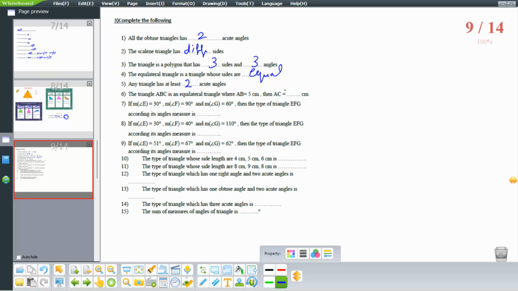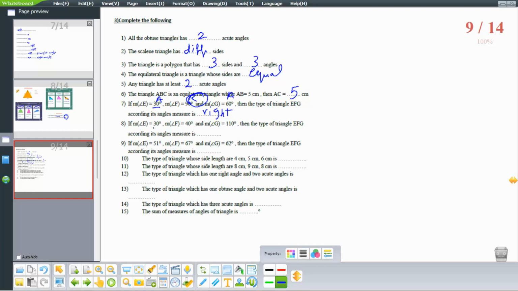AB equals 5. So AC will equal? Yes, 5, because all sides are equal. If measure angle E equals 30, measure angle F equals 90, measure angle G equals 60, then the type of the triangle is, yes, right angle triangle. Why? Because this is acute, this is right, and this is acute. So it is called right angle triangle.